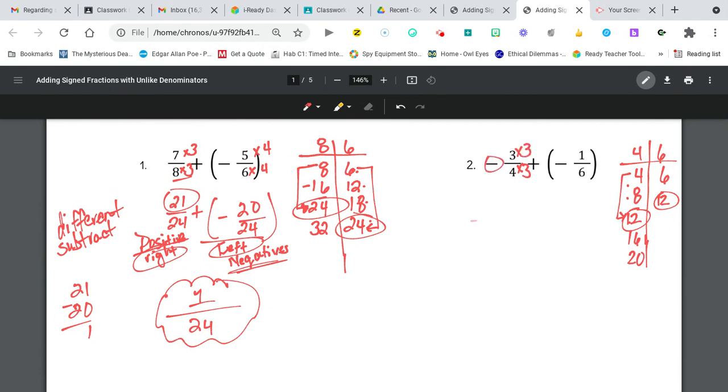And you keep your signs. So there ends up being negative 9/12 plus. Here I'm going to multiply by 2. 6 by 2 and 1 by 2. So it'll be negative 9/12 plus negative 2/12. Keep your signs, guys, okay? Make sure you bring them down.